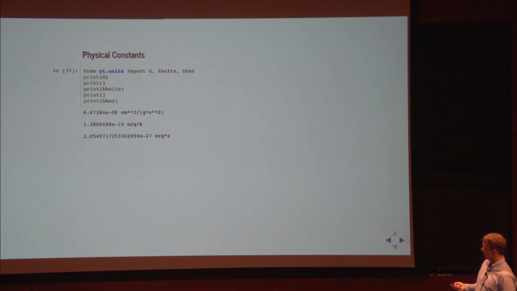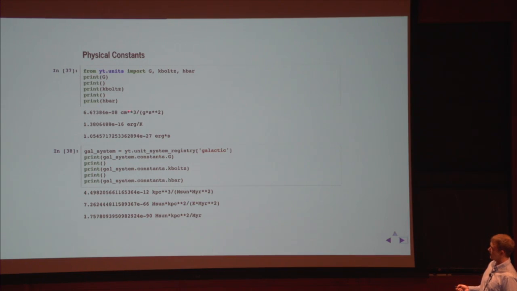Physical constants are also in the unit system. You've seen some of these already. From YT.units, import, for example, G, K bolts, H bar. They have the values in the units you would expect, hopefully. You can see these are all by default in CGS, but you can ask for them in a different set of units. So for example, in this galactic unit system where the mass, length, and time are solar masses, kiloparsecs, and mega years, you can get the constants in those unit systems as well.